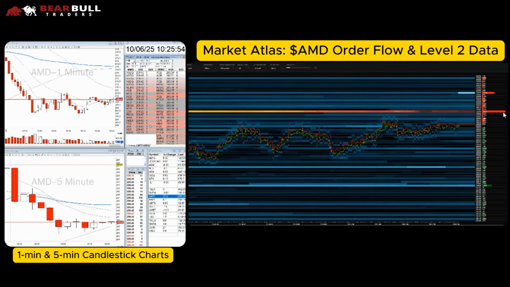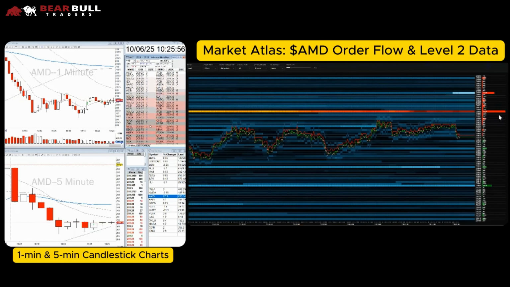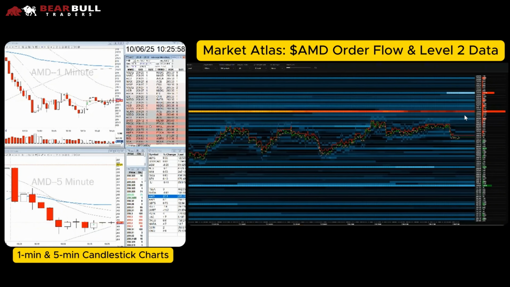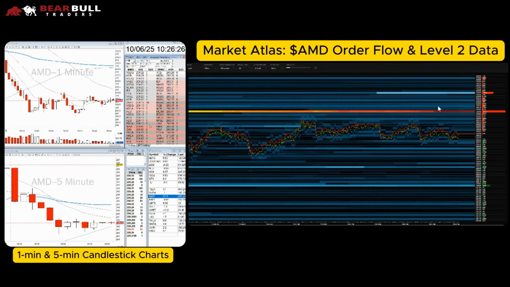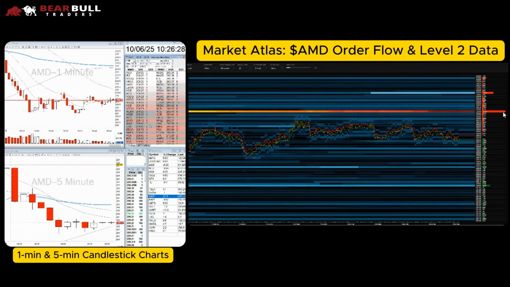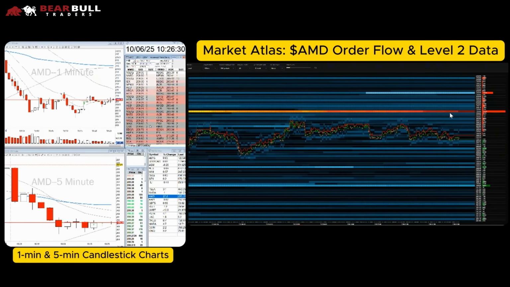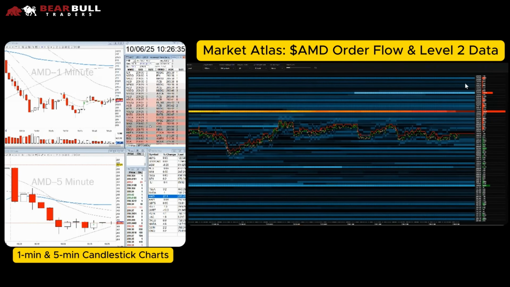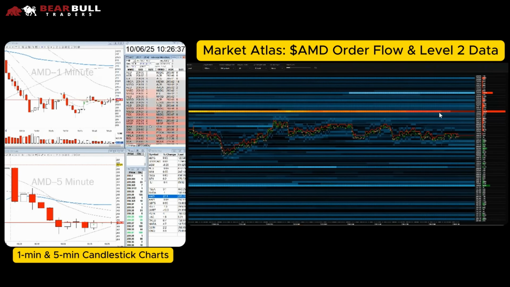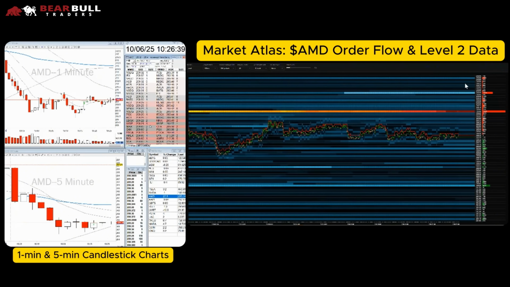Usually when we have a clear level stacking up like this, when price does hit this level, the breakthrough will be very quick. The breakout will be very sustainable, and we'll potentially see a very strong breakout, or we'll be seeing a strong retest and push the price higher.